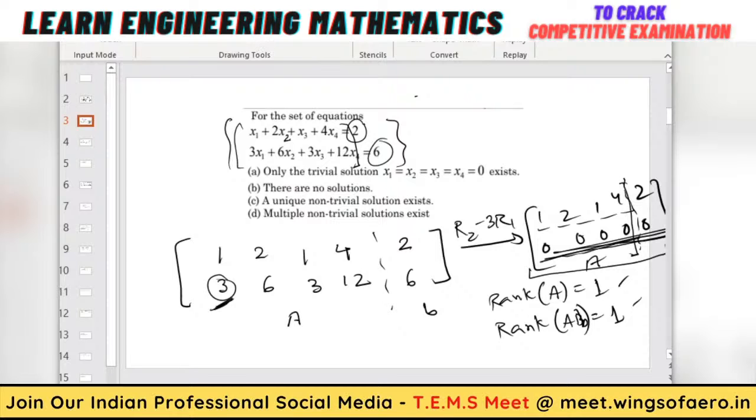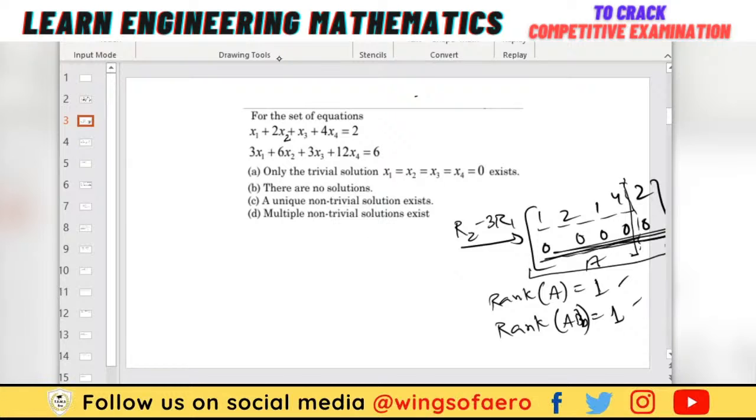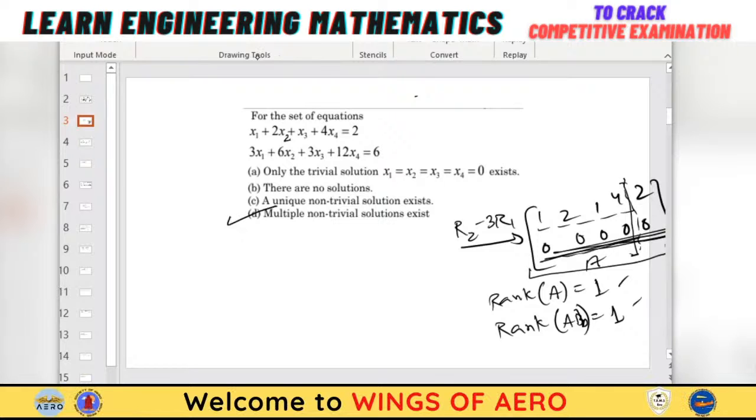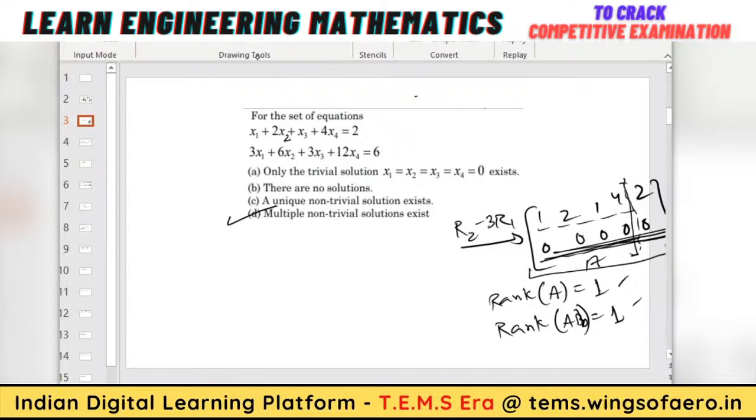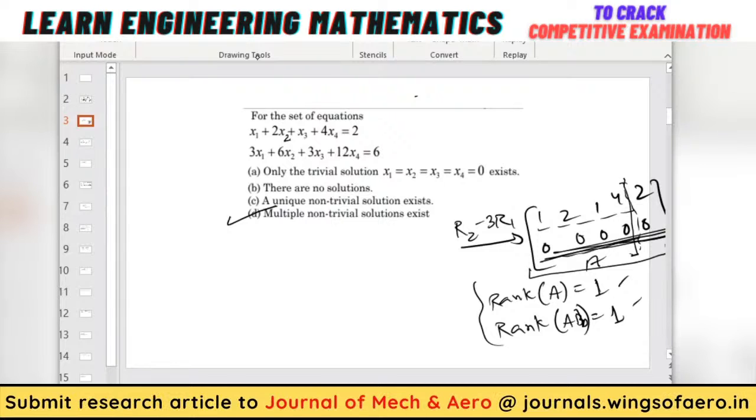And second thing, if the number of variables is greater than the number of equations, then always the system has infinitely many solutions. That is, D is the right option. You are right. But first, to check this, you have to find out the rank, that is whether the matrix rank and the augmented matrix rank are equal or not. You have to check it first, and then it is very easy.